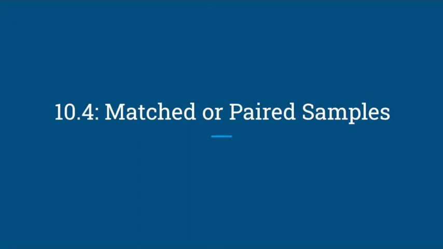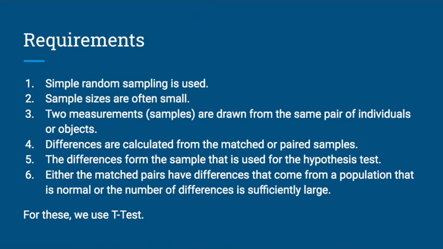And typically, one of the classic examples of this is a before and after, whether it's cholesterol level or weight or something like that. Before and afters are very, very common here. So this is kind of a long list of requirements, but they're not difficult to understand. We need simple random sampling. The sample sizes are often small. It's not a requirement, it's more like a comment. These are usually not real big samples. We're going to take two measurements from the same people, or the same subjects or objects or whatever. One before and one after, usually.